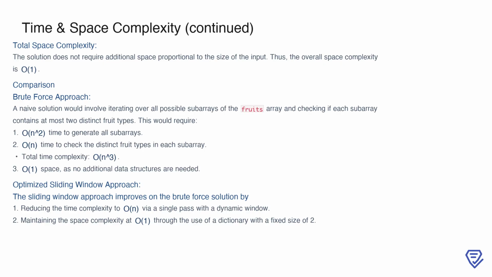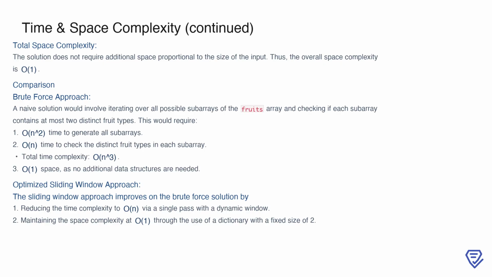In summary, the solution's space complexity is O(1), as it does not require additional memory proportional to the size of the input. To put this into perspective, let's compare it to a brute force approach. A naive solution would involve generating all possible subarrays of the fruits array and checking whether each subarray contains at most 2 distinct fruit types. This approach would require O(n²) time to generate all subarrays, and for each subarray, it would take O(n) to check the distinct types of fruits. That results in a total time complexity of O(n³). The space complexity, however, would still be O(1), as no additional data structures are used.